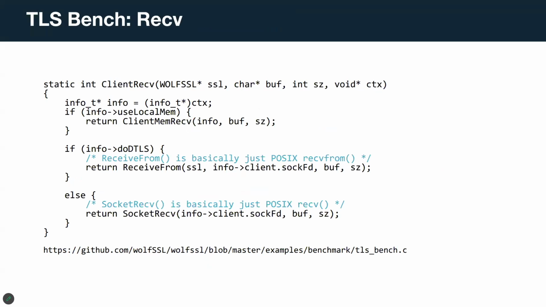we do a receive from. If we're doing DTLS, we're going to be doing it over receive from. And if it's regular TLS, then we're doing a socket receive. Socket receive just basically calls POSIX receive. And again, this is appropriate because TLS is running over TCP IP, whereas DTLS is running over UDP.